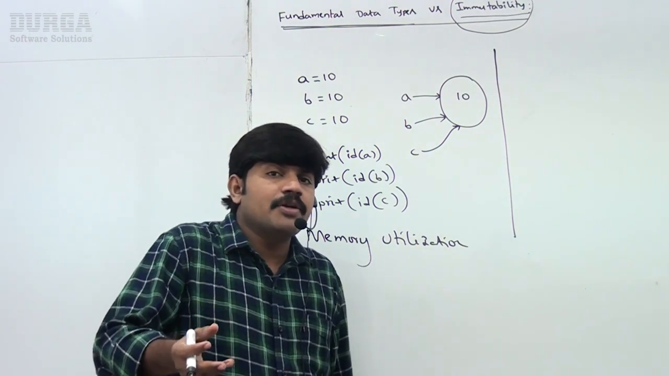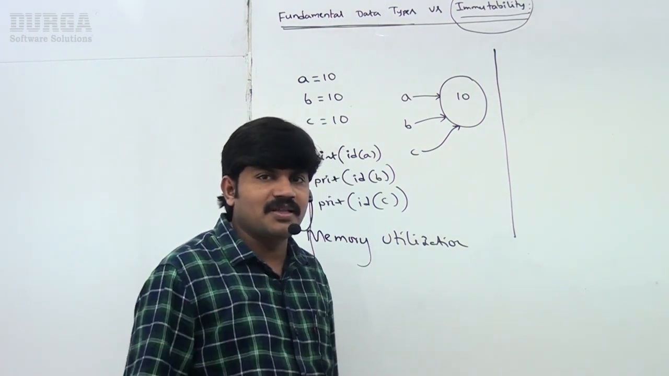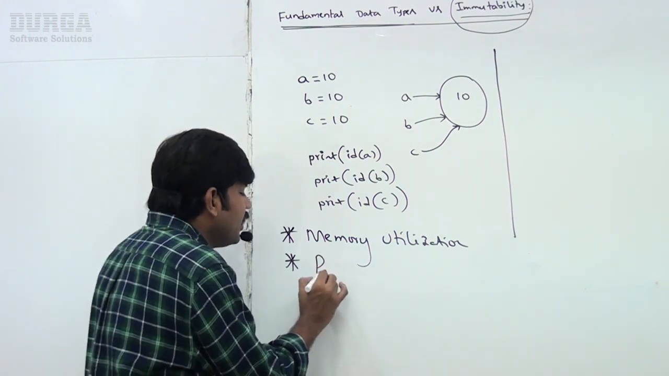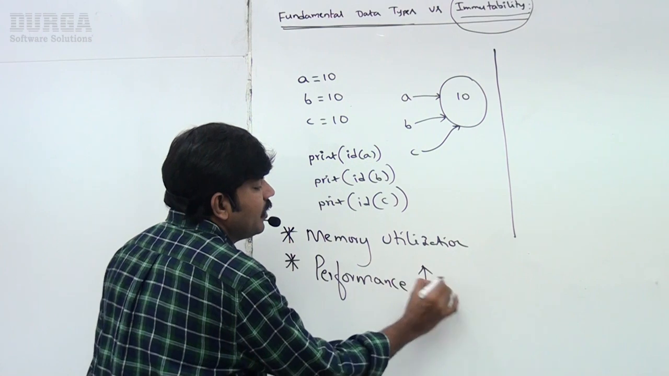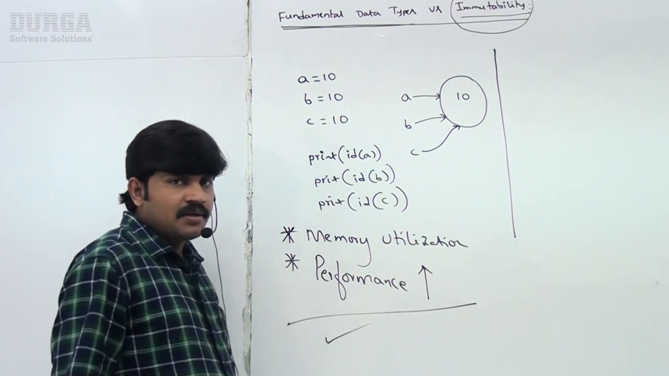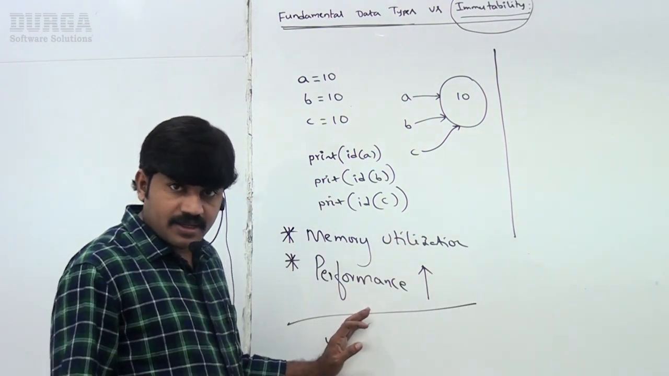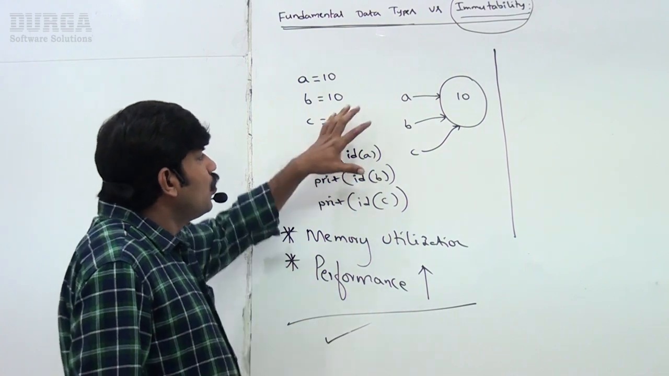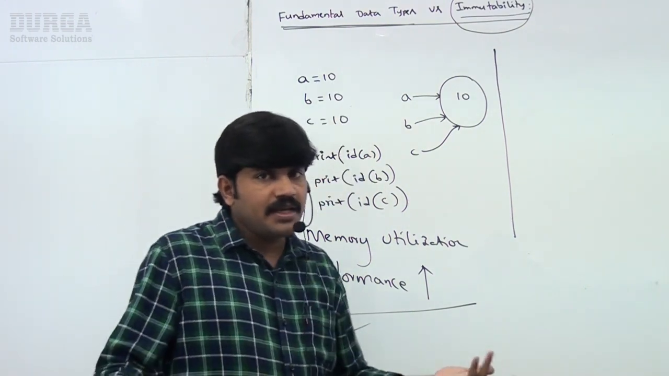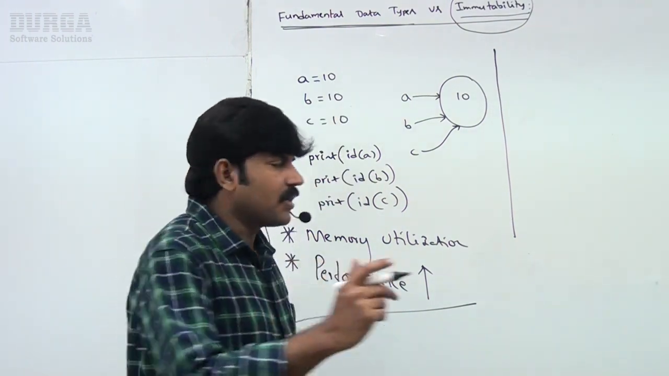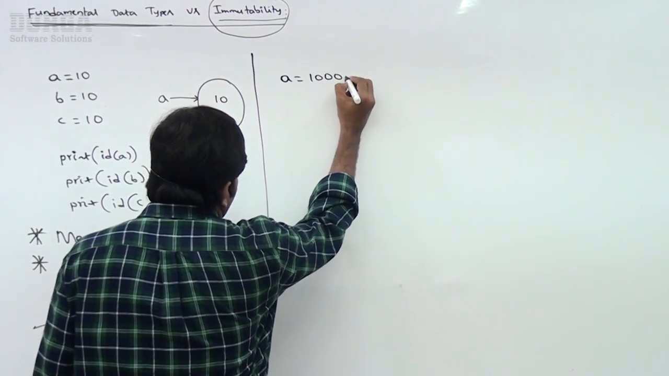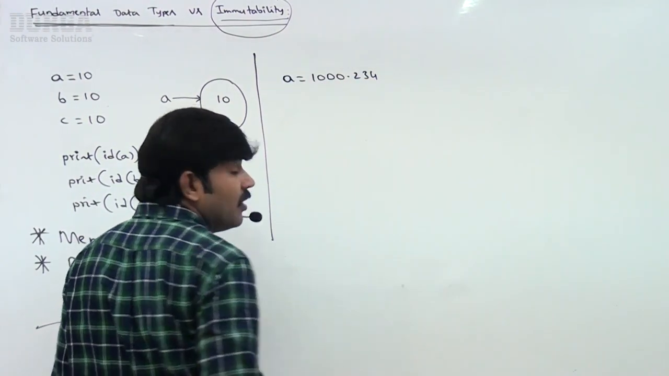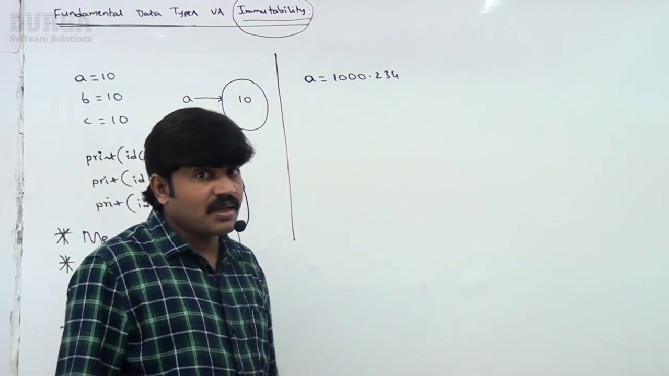We are not required to create three objects; one object is enough, so performance is also automatically improved. This is the advantage. Clear, right? Don't think it applies only to int; it is applicable happily to the remaining cases also. Observe this: a = 100.234. What is this one? Please confirm.